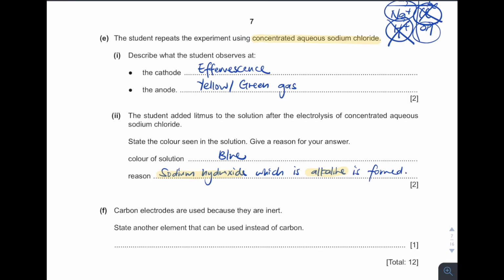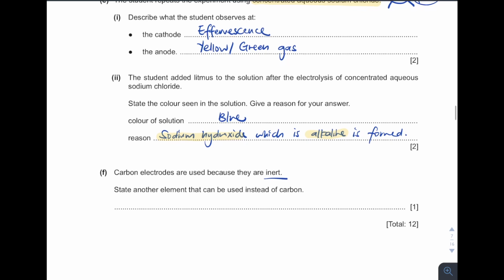Then name another element that can be used instead of carbon as inert electrodes. What are the examples of inert electrodes again? In this case, it has to be platinum. You cannot write graphite because graphite and carbon are the same. Remember, graphite is also made of carbon. In this case, you are asked to name another element, so you cannot write graphite. Graphite is not acceptable in this case.